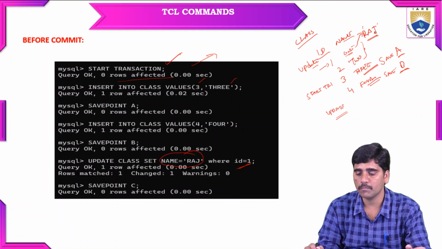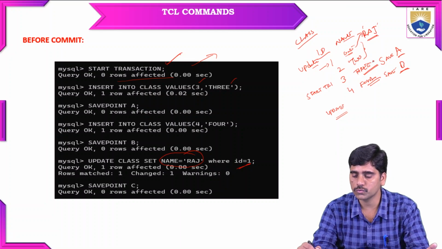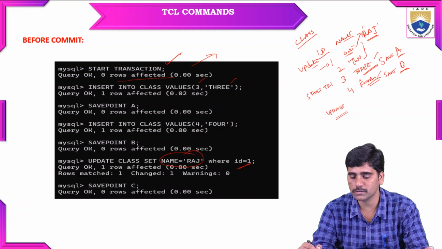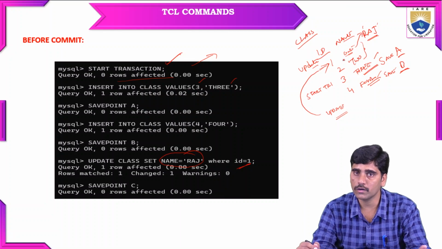So now I have performed 2 insert operations. One is 3 and one is 4. So I already inserted 2 values during the transaction, 3 and 4. And now the third operation is the updating operation. I am updating the value whose ID equals to 1, the name will be updated as Raj. So Raj is now updated.